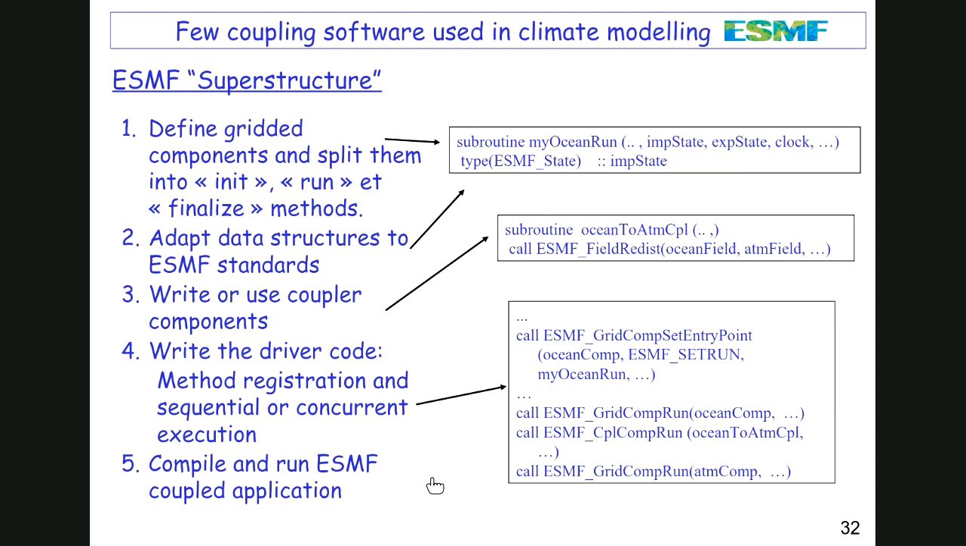So you really adapt. You take your code, you split it into elementary units, you adapt the interface and the data structure, and you use ESMF to recreate a new code, a new hierarchical code in which you can call your components either sequentially or concurrently.